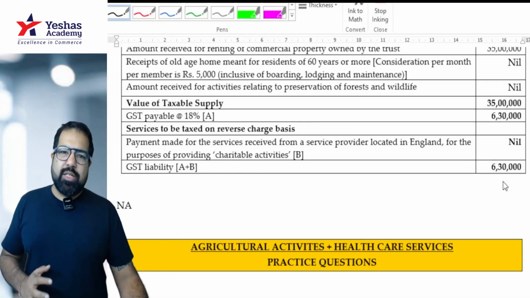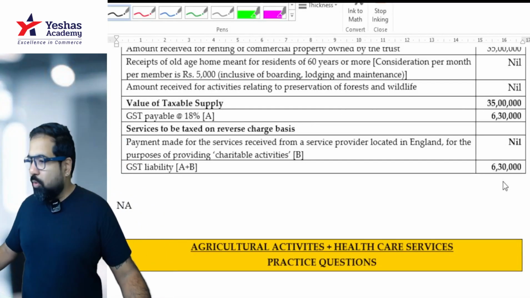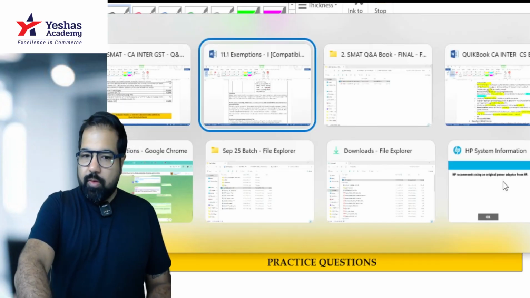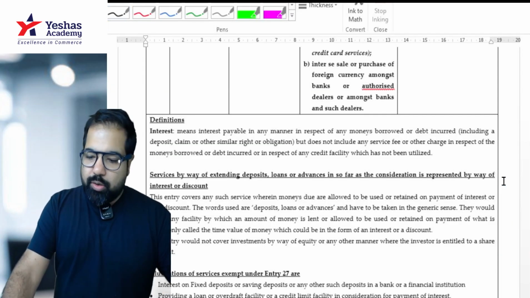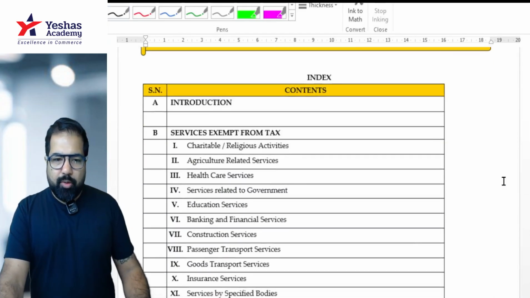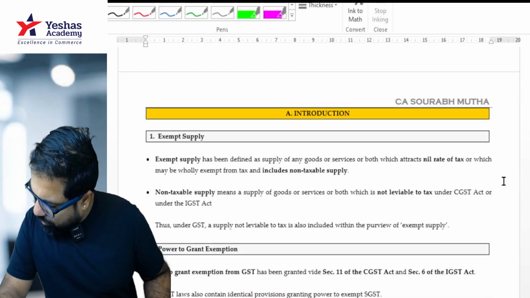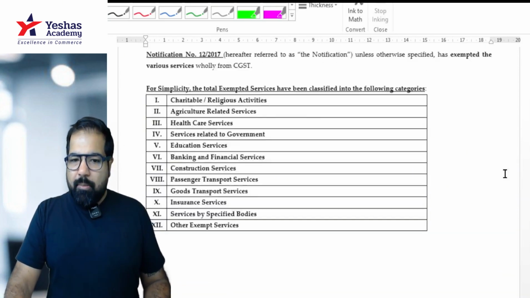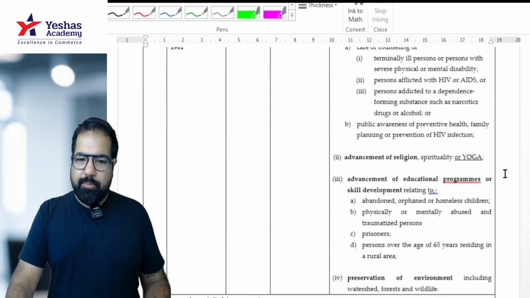So this is the concept of charitable and religious trust. This is one more done. Let's move ahead to the next one now. Let's see which is the next one. We will go over through the list. Even if it's done, we'll just briefly talk about it. So this is charitable and religious trust done. Next is agriculture. Let's see if agriculture is done. Yes, agriculture is done. But we'll briefly talk about agriculture as well.